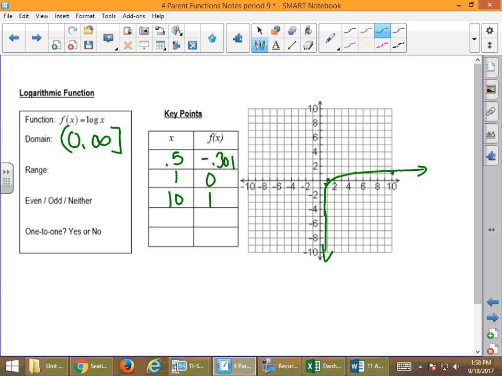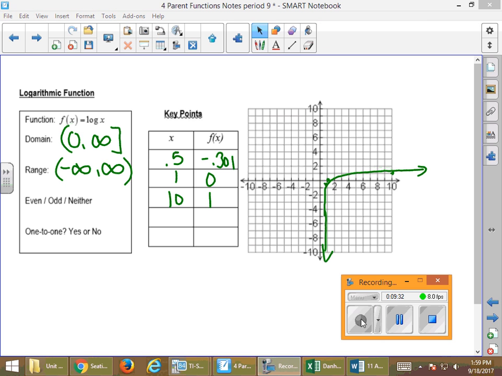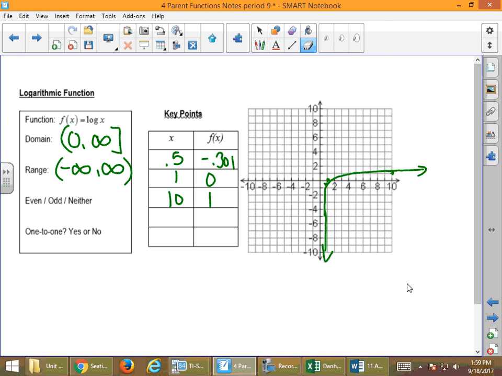Now what we can also see is that our y values in here, we don't have any restrictions on them. We've got positive values, we've got negative values, we've got 0. Our range of this function is all real numbers. Let's fix this. Infinity never has a square bracket. Infinity only has a parentheses. And now we've got our domain 0 to infinity and our range negative infinity to infinity.